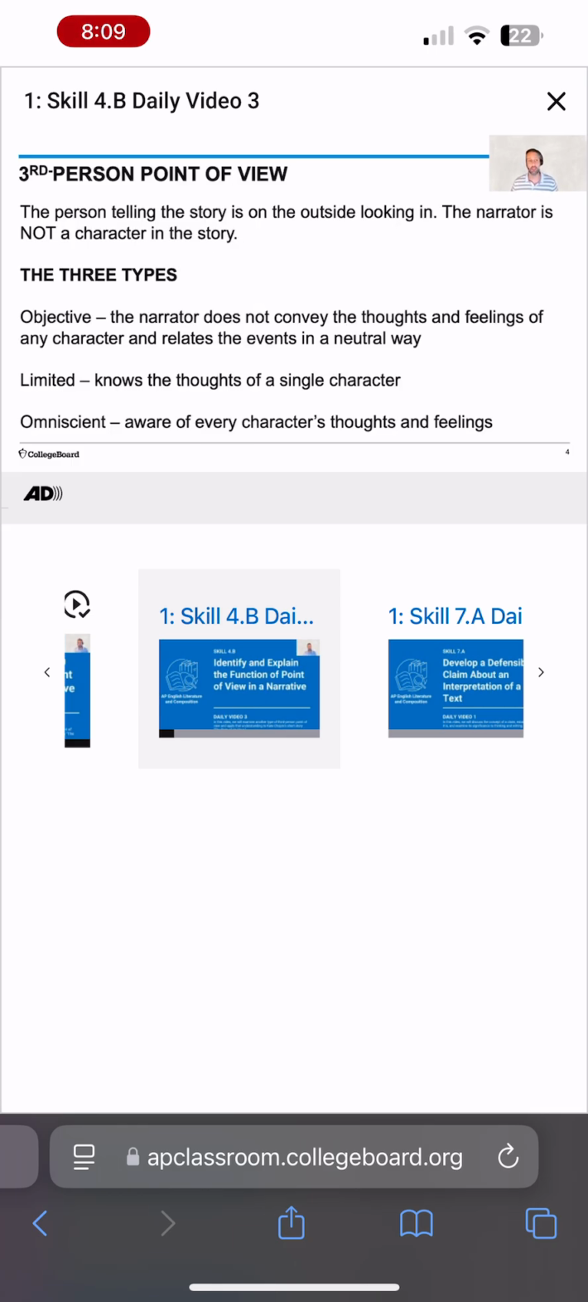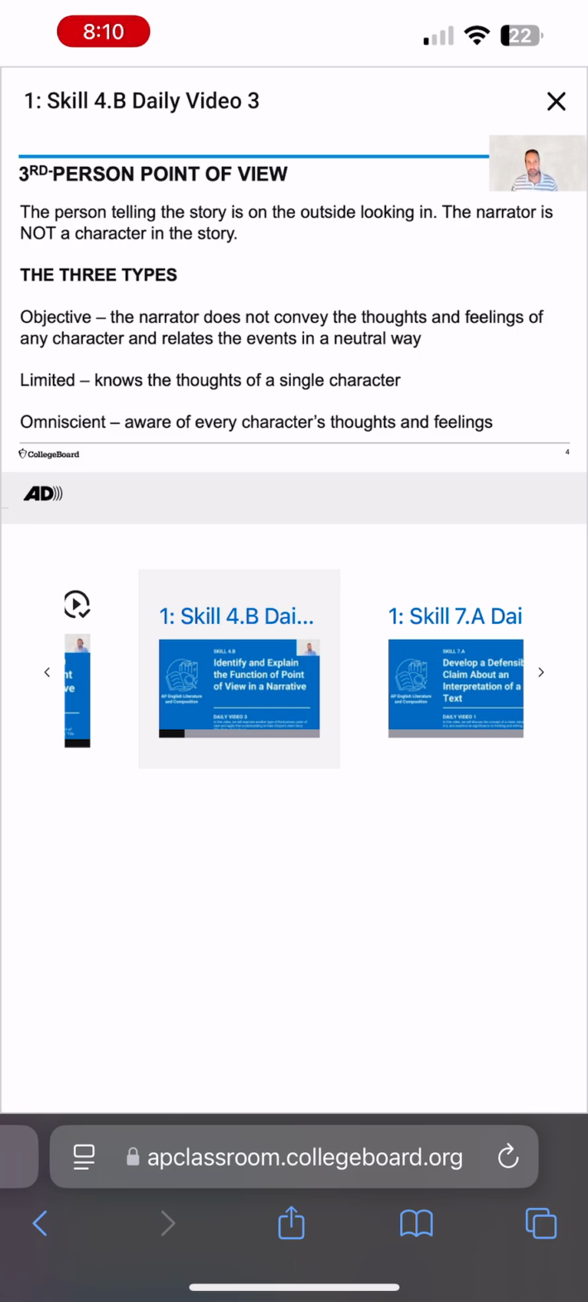All right, this is all review, so I'm going to read it right off the screen. It's probably stuff that you've heard a million times before, but I think just the repetition helps a lot. And that is, third person point of view exists when the person telling the story is on the outside looking in. The narrator is not a character in the story. Of course, if the character is in the story, that's when we have first person point of view.